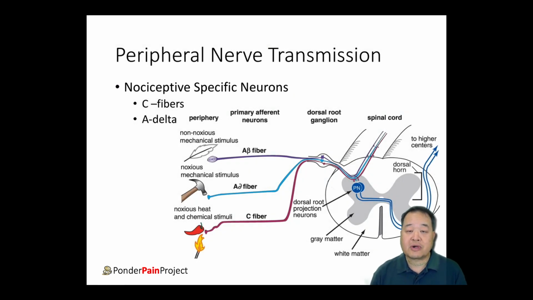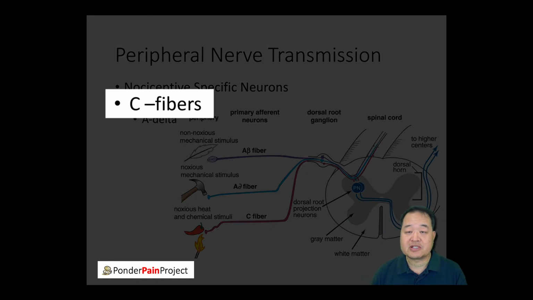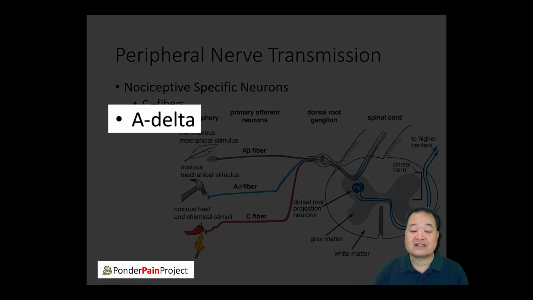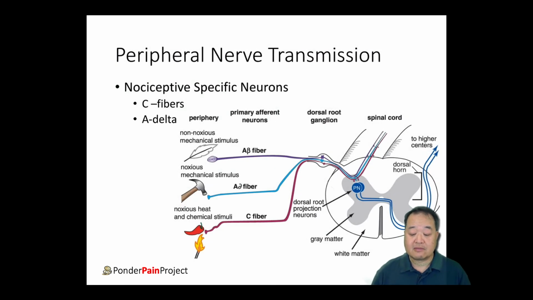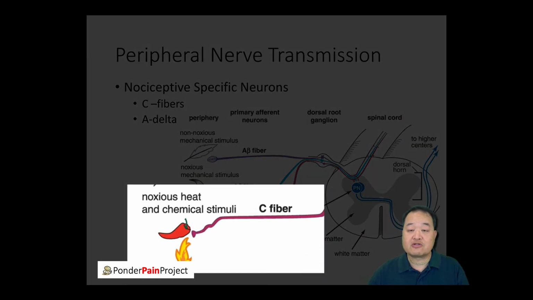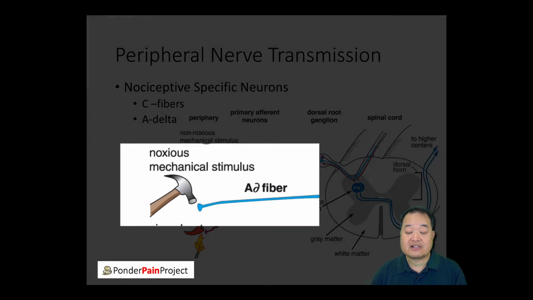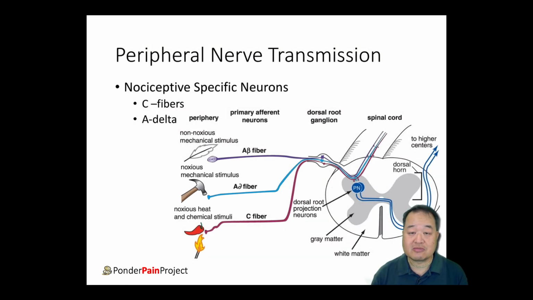Now there's two primary groups of nociceptive specific neurons. One is called C fibers, and the second is called A delta fibers. C fibers are responsible for transmitting information about heat and chemical stimulus, where A delta fibers are responsible for propagating information or transmitting information about noxious stimulus or mechanical stimulus like pressure stimulus.